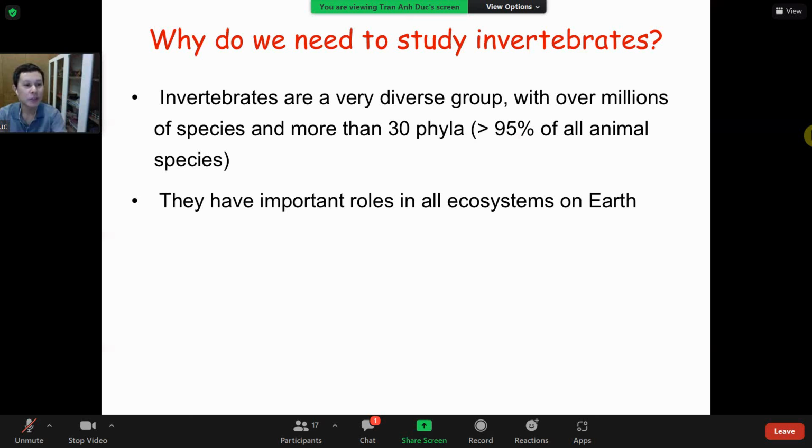We can find invertebrates almost everywhere. I have to say so. Now, if you take your house as one ecosystem, can you find invertebrates in your house?